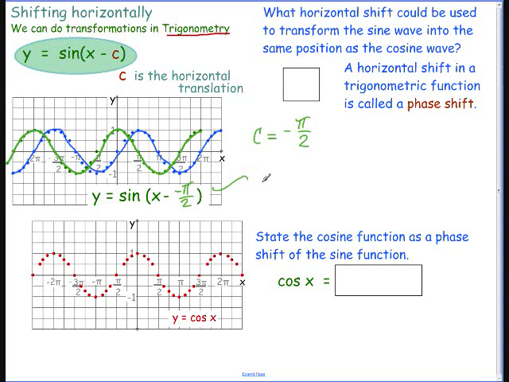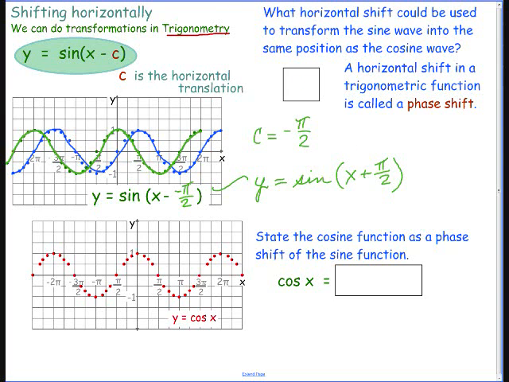How would we write that? y equals sine x plus pi over 2. So if you have a shift in this direction, you're going to subtract it. That's a negative shift, so you're going to have subtracting a negative, which is the same as adding.